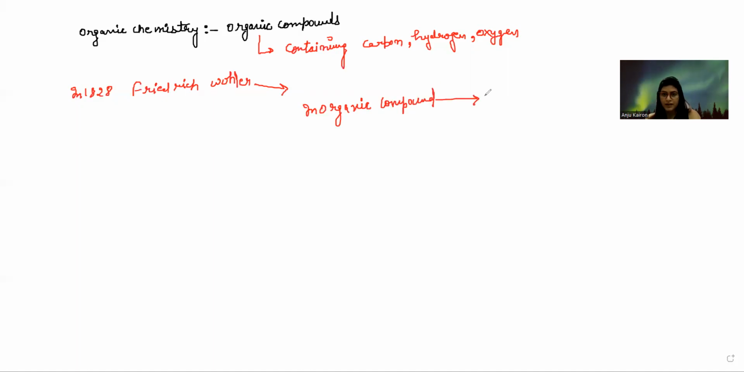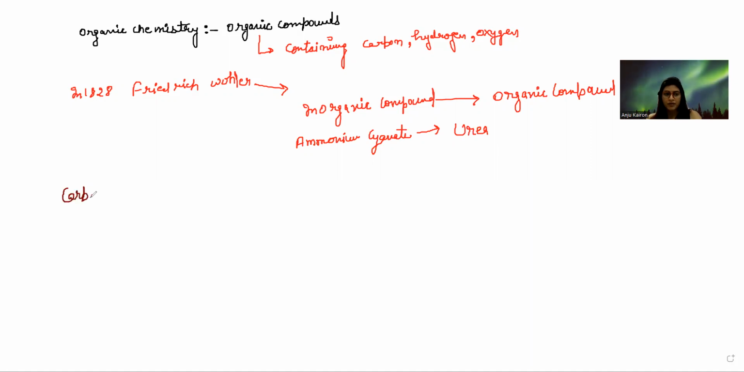He synthesized an organic compound from ammonium cyanide, and he formed urea. Now this is how our organic chemistry began, right? Now we see here that the most important element of organic chemistry is carbon.